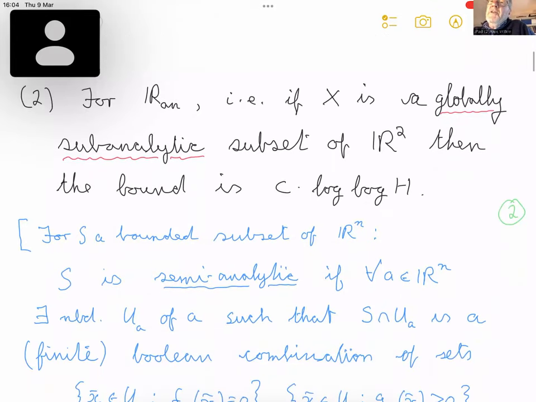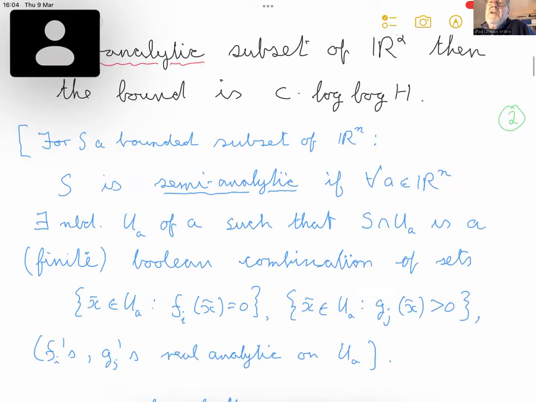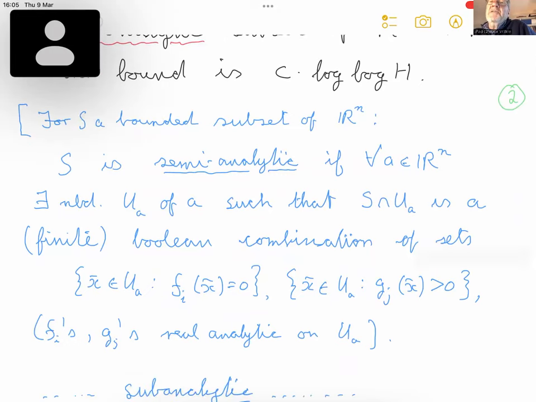I'm going to talk about the other result that was in this paper, that I just noticed as an afterthought almost. If your o-minimal structure is R_an, and you don't need really to know what that is, if X is what's called a globally subanalytic subset of R squared, and I'll define that in a second, but it's a purely analytic notion, then in fact the h to the epsilon can be brought right down to C log h. So much, much smaller. The number of integer pairs of points lying in a globally subanalytic set with empty algebraic part is bounded by C log h.